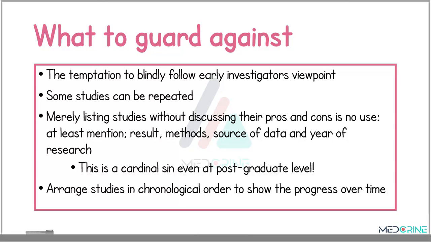What do you need to guard against when writing your literature review? You need to guard against the temptation to blindly follow early investigators' viewpoints, and also some studies can be repeated. Merely listing studies without discussing their pros and cons is of no use. At least mention the results, methods, the source of data, and the year of research. And also, arrange your studies in chronological order to show the progress over time.